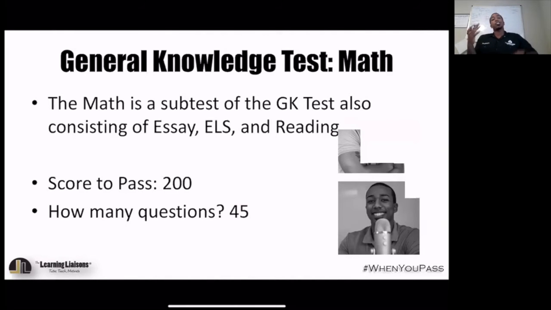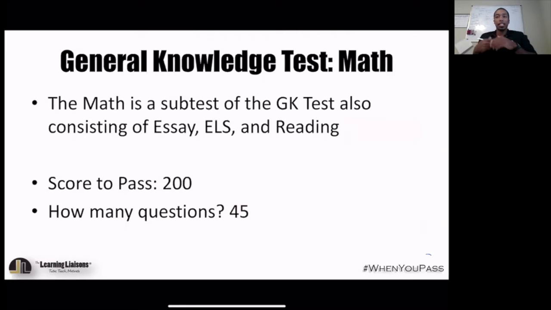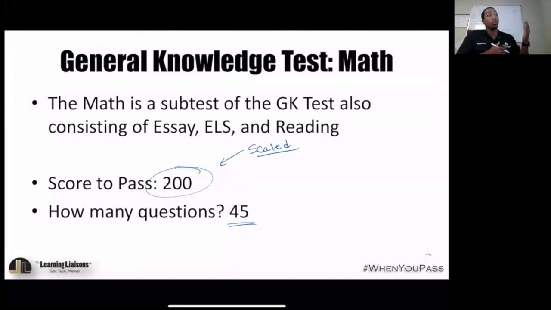So we're taking this general knowledge math test, and it's part of the 4 subtest group: your ELS, your reading, your essay, and math. More often than not, we get a lot of folks saying that math is the hardest. But before we can get mad at the test itself, it's going to be wise for us to understand the formatting of the test. The score you need to pass is a 200, and there are 45 questions that you need to answer. Now, this score is scaled, and I want to make sure that we understand what that means. What this means is that some questions are worth a certain amount of points, and other questions are worth more or less. It depends on the type of question.